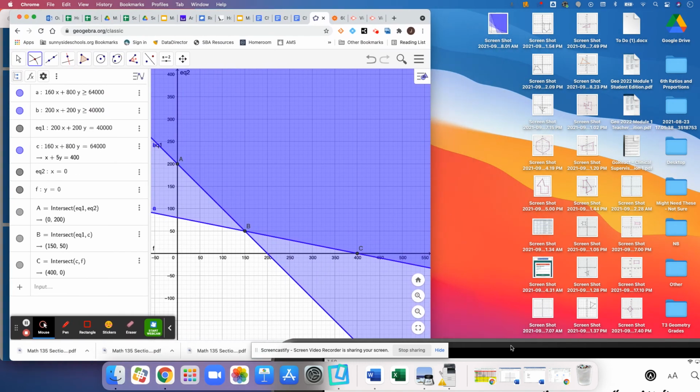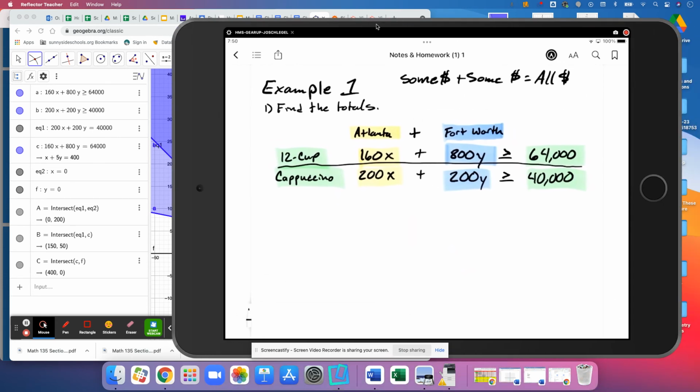Point A has an x value of 0 and a y value of 200. So when x is 0, that means the Atlanta plant is shut down. It's not doing anything. 200 on the y value means that the Fort Worth plant would be run for 200 hours to get the job done. B, 150 and 50, means that another option is to run the Atlanta plant for 150 hours and the Fort Worth plant for 50 hours. And C, the option is to run the Atlanta plant for 400 hours and the Fort Worth plant for 0 hours.